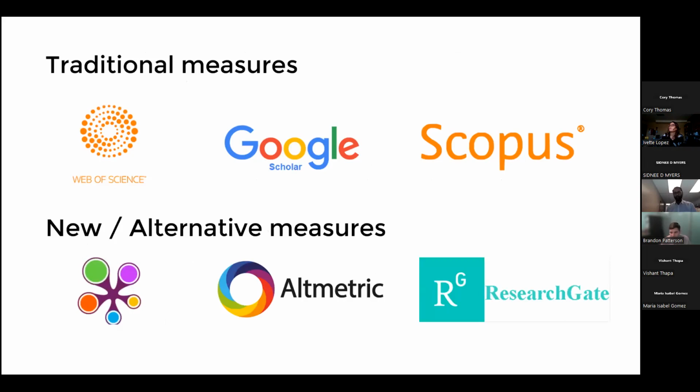All right, so what are some of these measures in which we're looking at impact of research? There's these traditional measures, and then there's these new alternative measures in which we're looking at research impact. You might notice some of these and know what they are, but we're going to go over these traditional measures, which include Web of Science, Google Scholar, or Scopus, and then some new alternative measures as well.